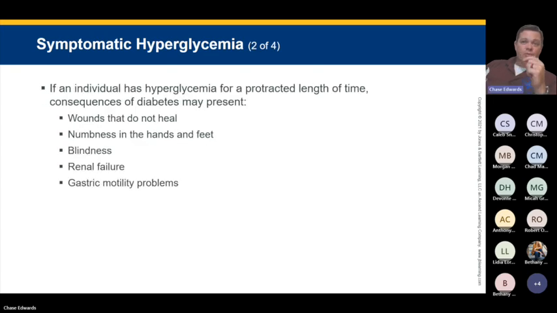If an individual has hyperglycemia for a protracted length of time, the consequences of diabetes may be present. Some things to look out for are wounds that don't heal, numbness in the hands and feet, blindness, renal failure, and gastric motility problems also.